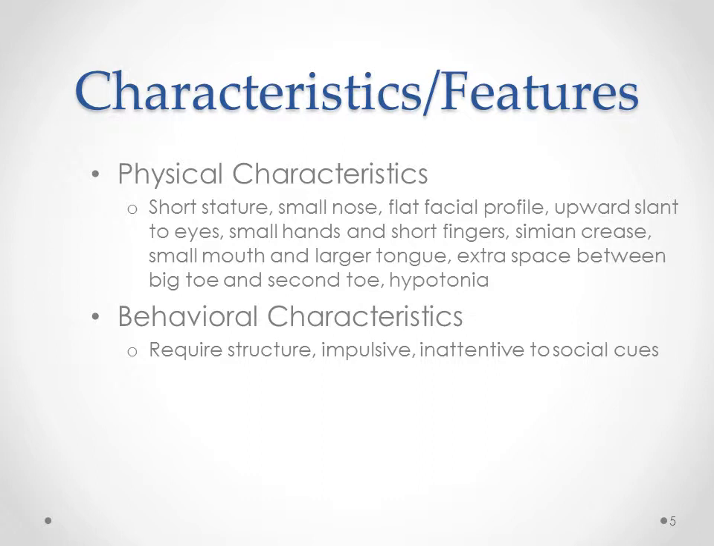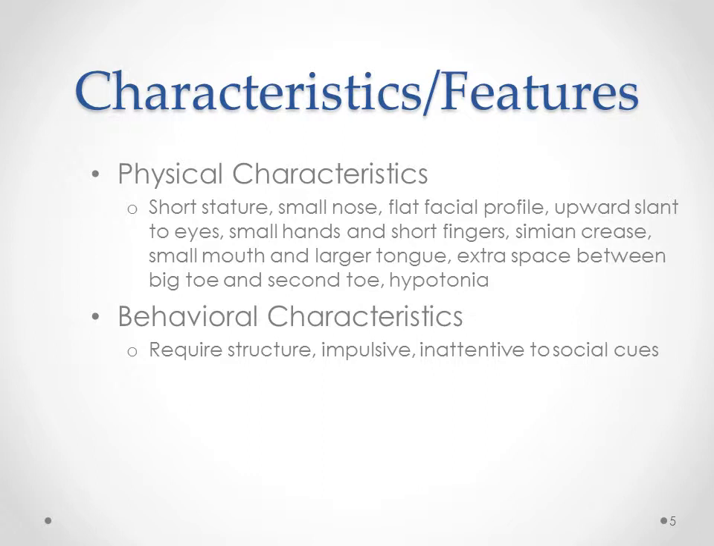They may have a smaller mouth and a larger tongue, which is why it kind of presents as feeding issues as a newborn baby. And they may have extra space between the big toe and the second toe, which I've never really noticed before in anybody with Down syndrome, to be honest with you. And kind of a big area is you will see some hypotonia.